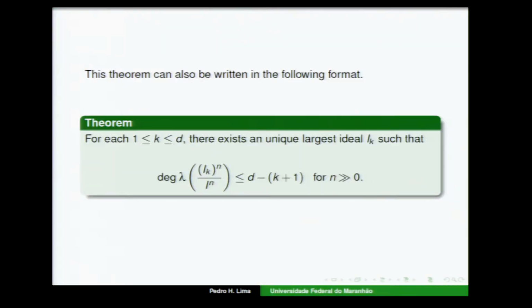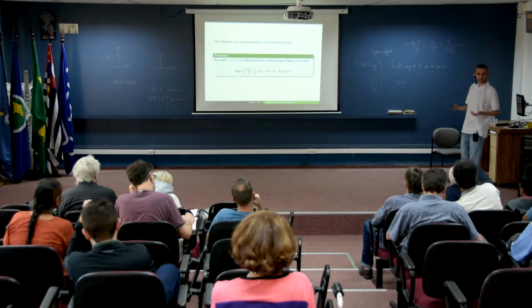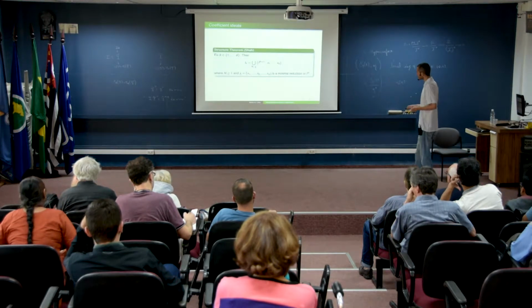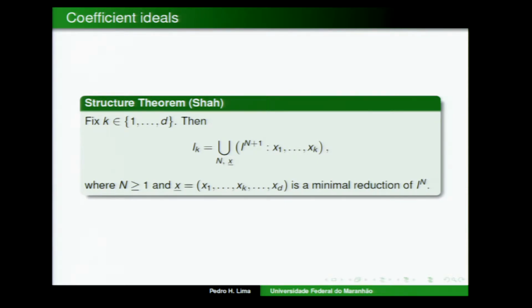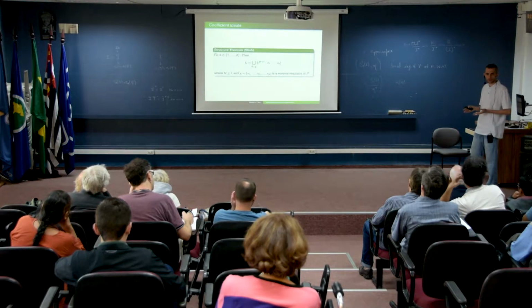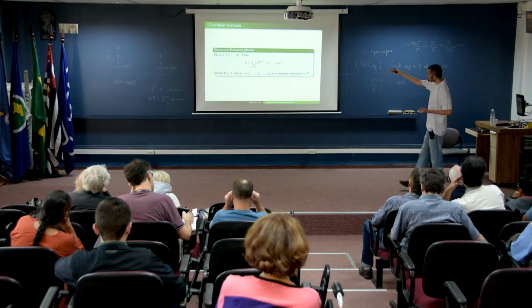Well, the result is very abstract. In order to obtain new properties, some applications, we need to see its face, something more appropriate. Then Shah proved the first structure theorem. He proved that Ik is actually a union, a very weird union. You see it ranges over minimal reductions of powers of I. If we forget coefficient ideals and just think about this union, it's not obvious to prove that this is actually an ideal. Okay? We know that this is an ideal because of this equality.